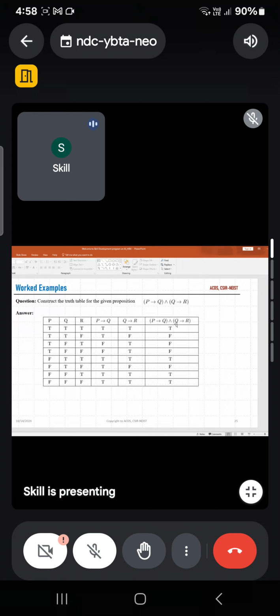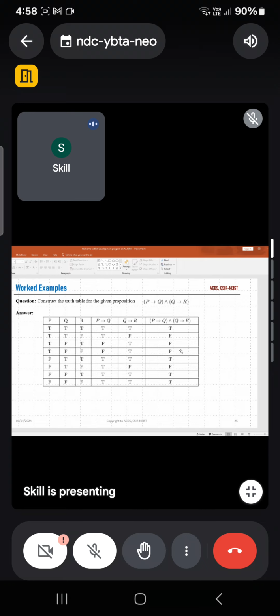So how does an operator operate? Directly we can write from here: as both are true, we can write true. But here one is false and one is true, so we write false. If both are true, then only we can write true, otherwise it will be false. That's why one false is coming, so we will write false.